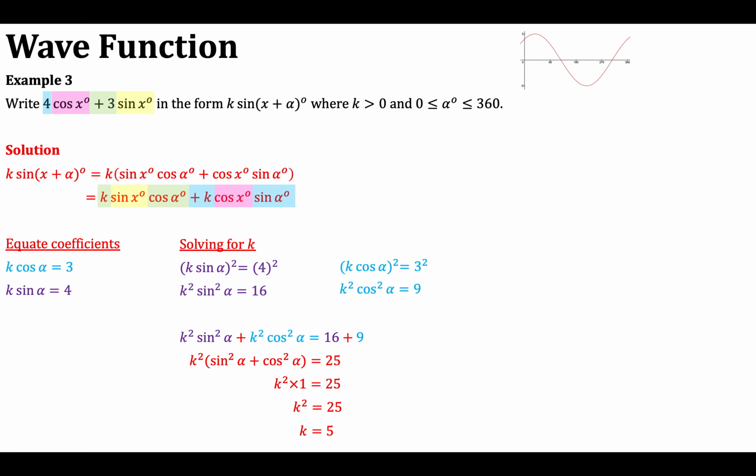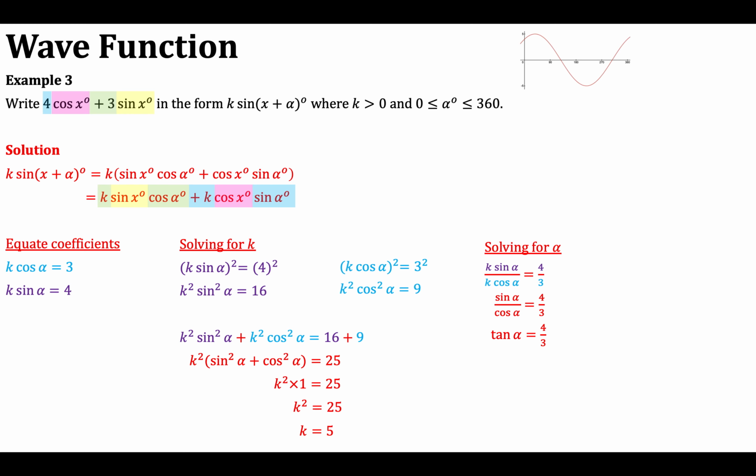We now need to solve for alpha, so if we take our equations, we have k times sine of alpha over k times cos of alpha is equal to 4 thirds. Our k's will simplify to 1 here. And remember, sine of alpha over cos of alpha is equal to tan of alpha. So tan of alpha is equal to 4 thirds.